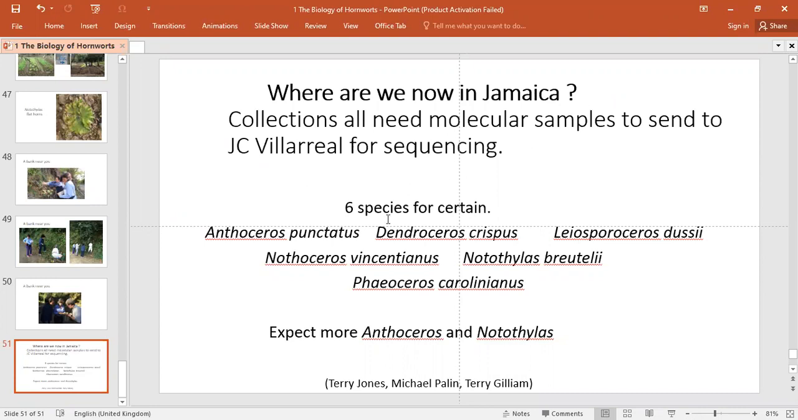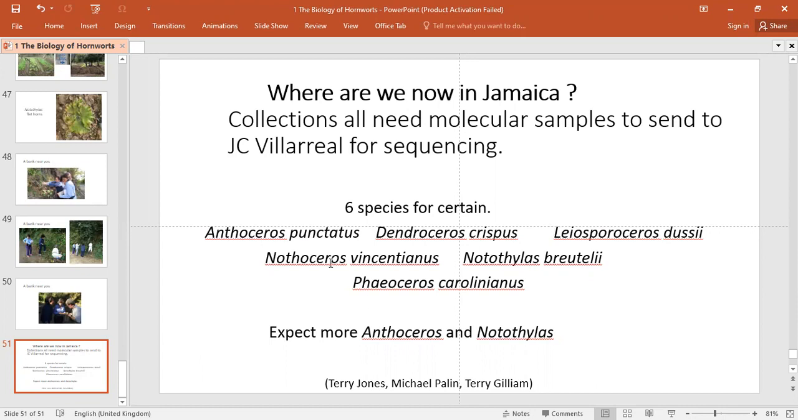We know for certain there are 6 species of hornwort in Jamaica. Anthoceros punctatus, which will be everywhere. Dendroceros crispus, which grows on trees, particularly tree ferns and palms with a lot of dead leaf debris around the trunks. Leiosporoceros grows on bare clay banks, and it really likes big vertical clay banks. So if you know of a place where there are these, you should be able to find it.